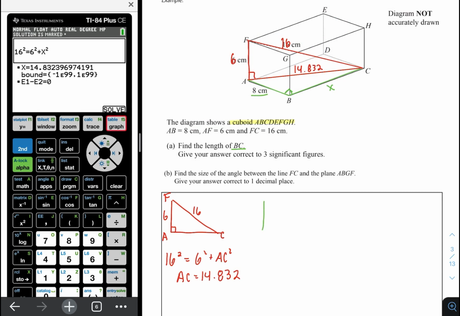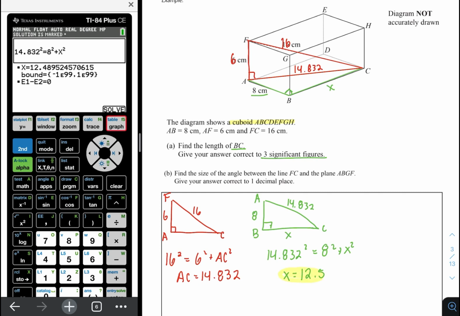Now that we know AC, we can try and solve for what we're looking for, which is BC. So the right angle triangle involving BC, I can redraw this one. So again, we're looking for the third side of a right angle triangle, and we know two sides, so I can use my Pythagorean theorem. And then we solve and we get that x is equal to 12.489, and they say to round to 3 significant figures, so 12.5 would be the value for BC.